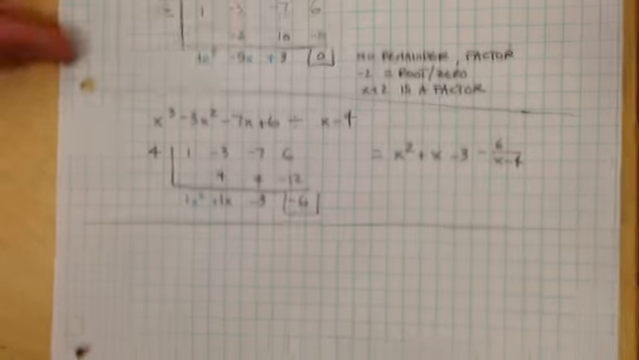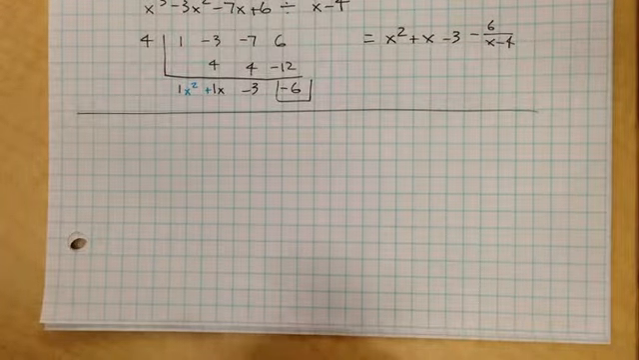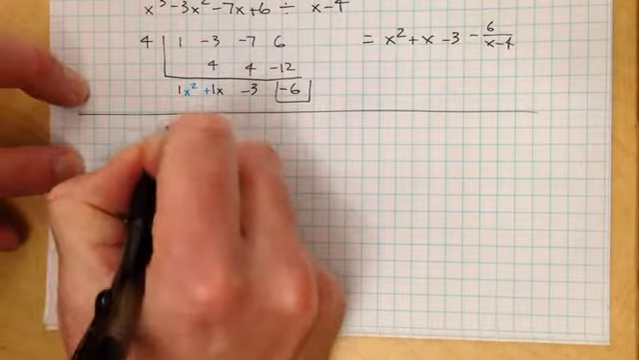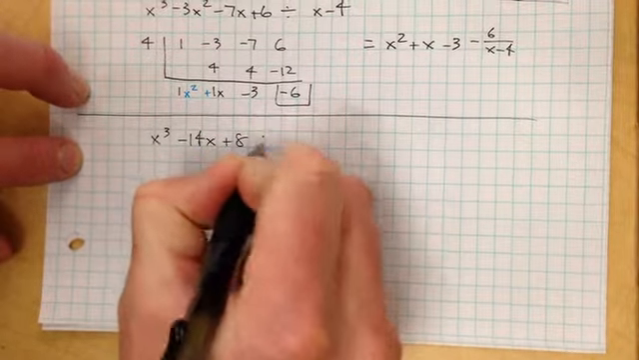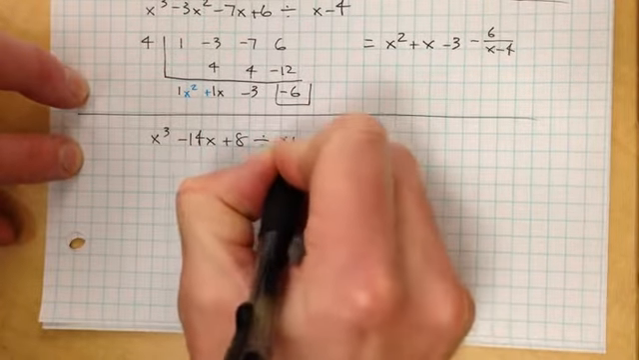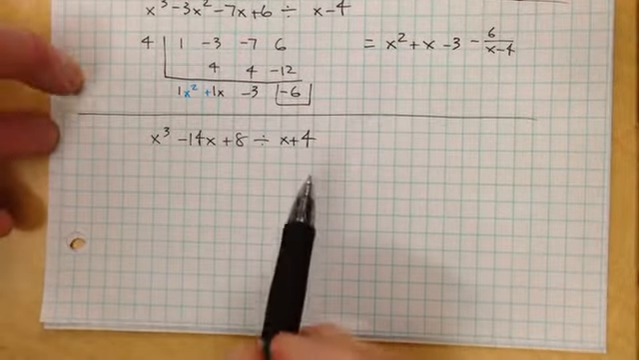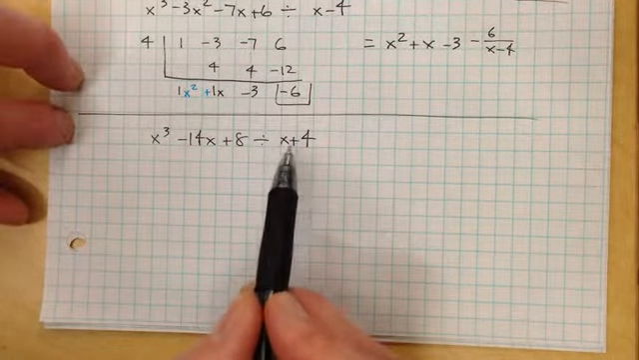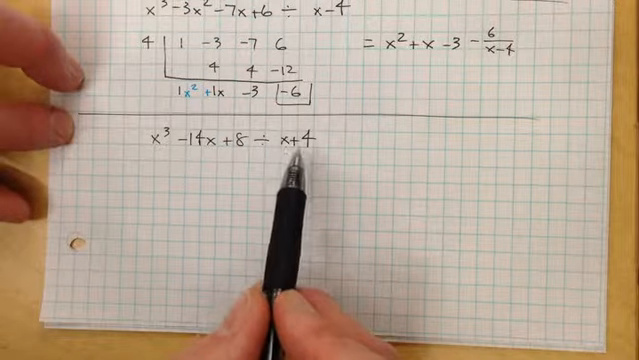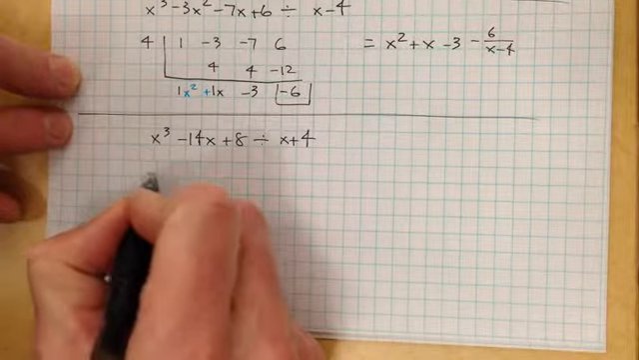Okay, let's take a look at some more here, just kind of moving down the line. Say x cubed minus 14x plus 8 divided by x plus 4. Okay, we're going to take this right here and we need to find the 0 or the root of this factor. So I'm going to set it to 0 and solve, giving me negative 4.